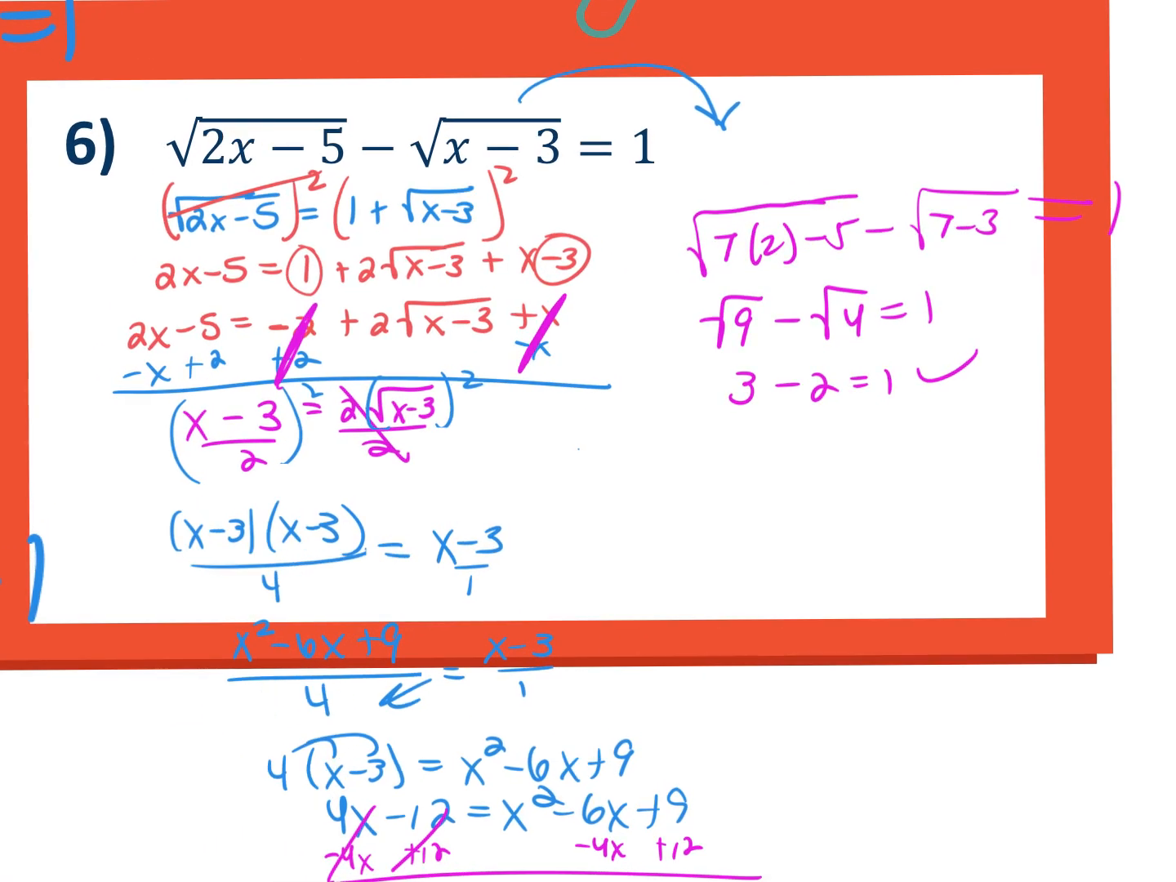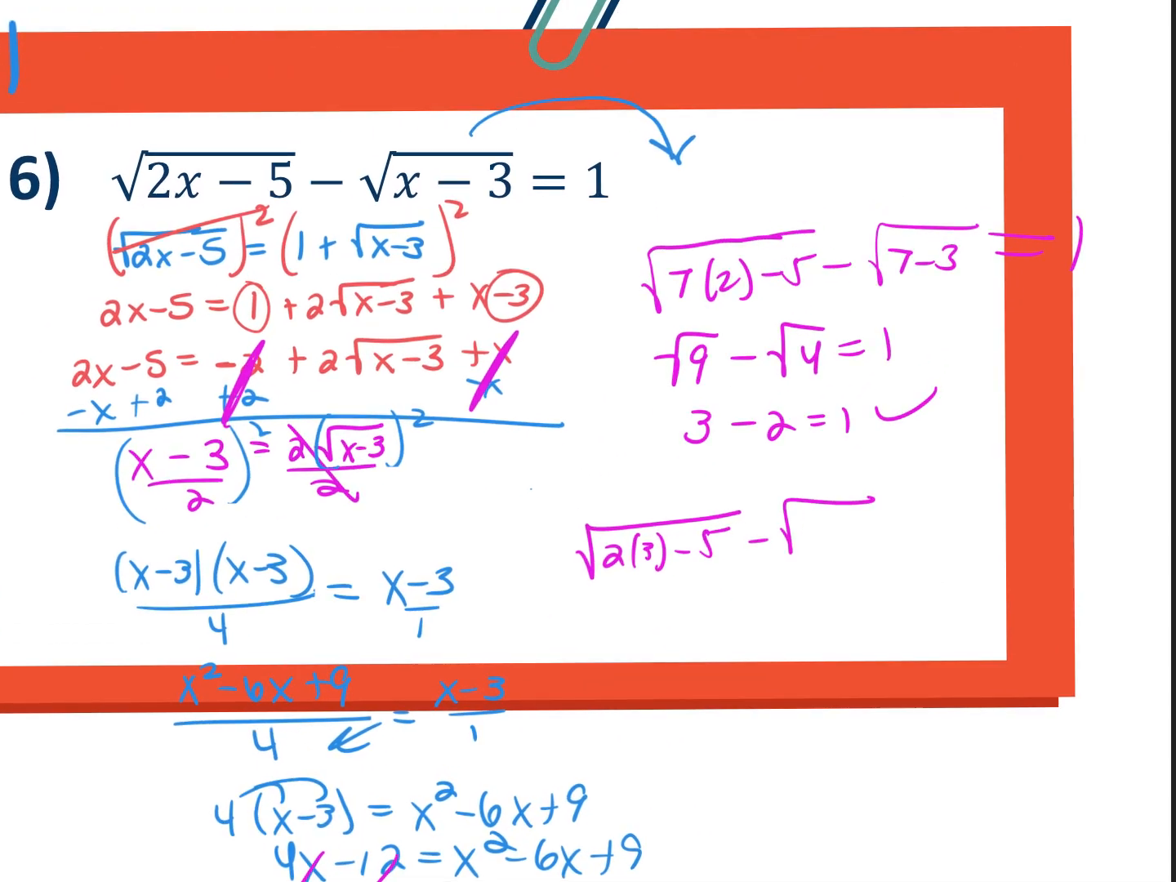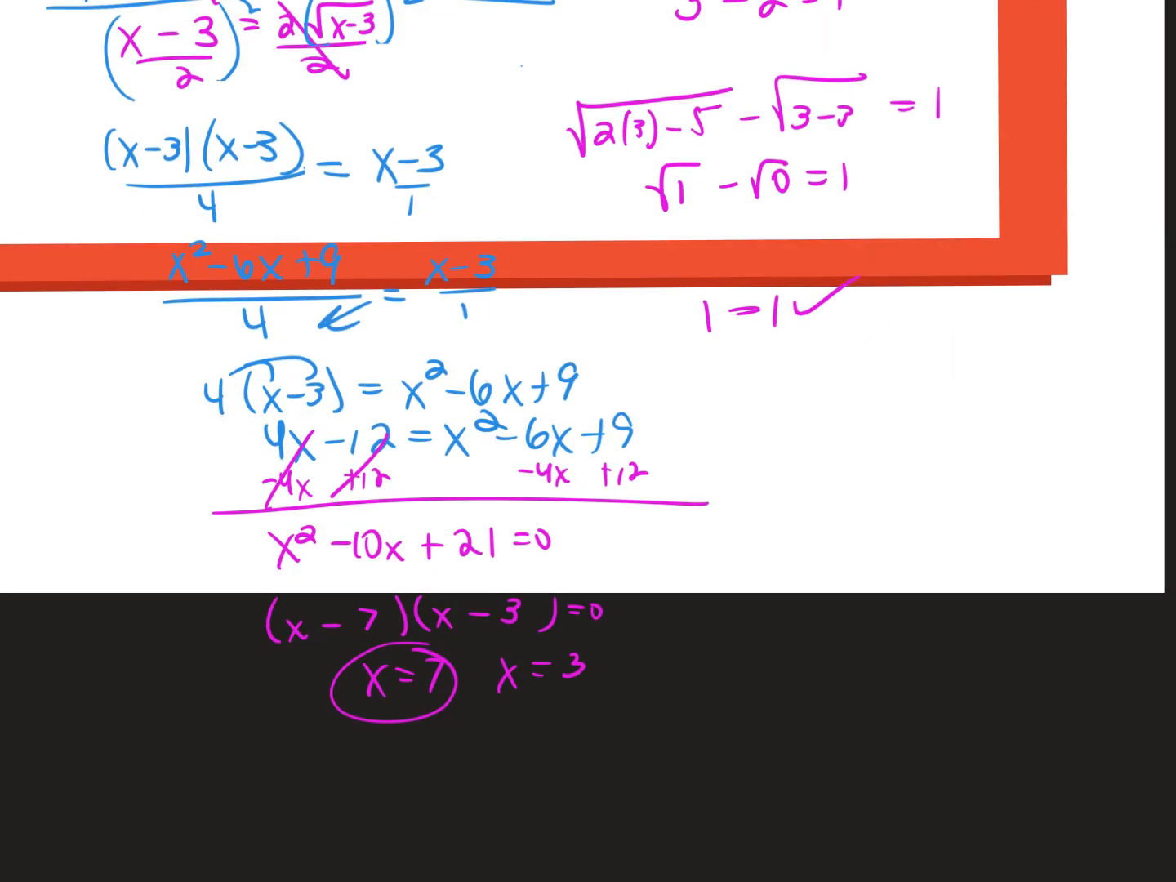So now let's try 3. The square root of 2 times 3 minus 5 minus the square root of 3 minus 3. Does it equal 1? Well, 6 minus 5 is square root of 1 minus the square root of 0 equals 1. Does 1 equal 1? Yes, it does. So we just proved there that x equals 3 is a valid solution.